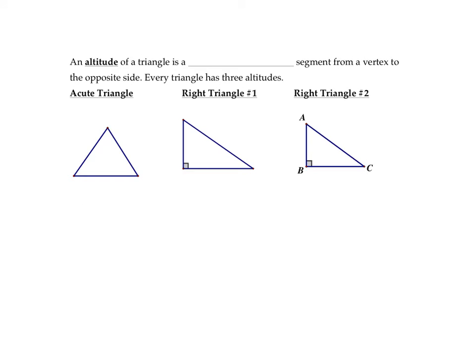In addition to medians, another special line segment in a triangle is an altitude. An altitude of a triangle is a perpendicular segment from a vertex to the opposite side. So we're just going to spend some time sketching these altitudes in these triangles. What you need to be able to do on the homework, on our quiz, and on the exam is just recognize what an altitude is in a picture.